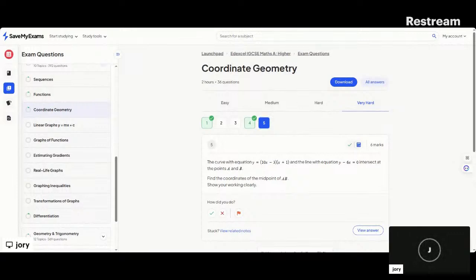A curve with this equation and the line with this equation intersect at these points. Find the coordinates of the midpoint of these points. Show your working clearly. At 2 points.